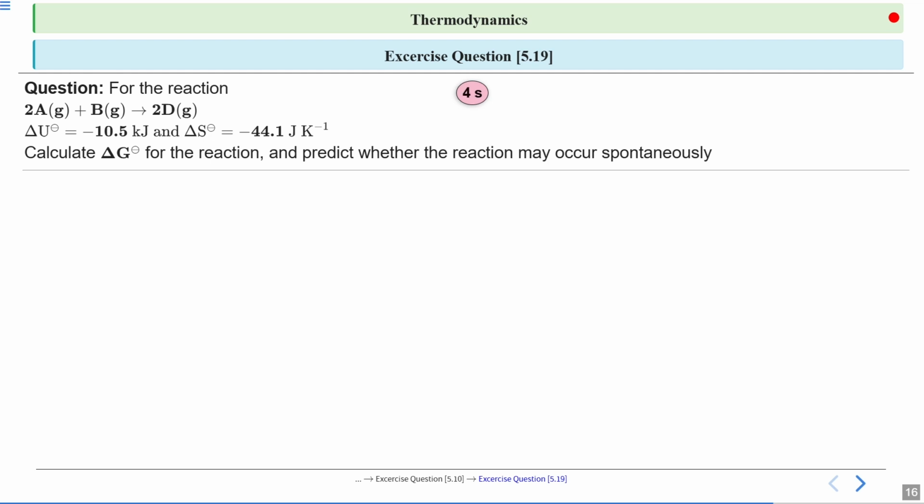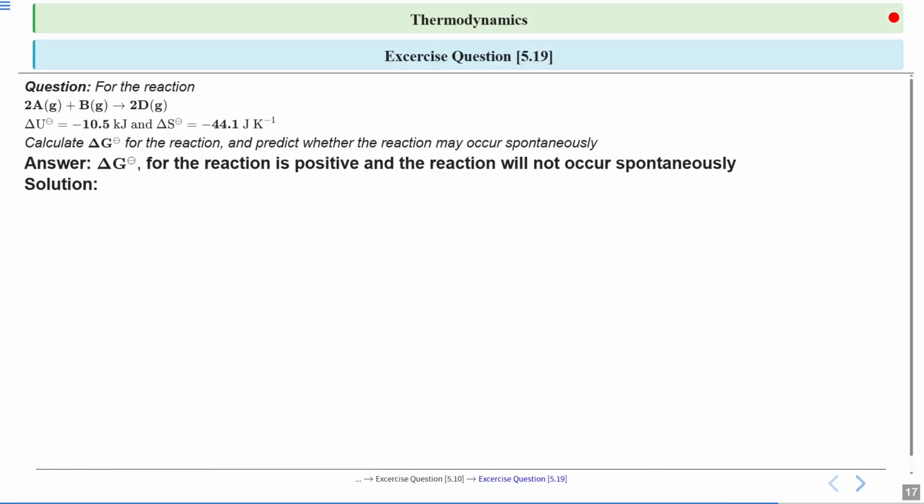So your time is up. Let's see what is the correct answer. So the delta G naught will be positive and the reaction will not occur spontaneously, because for the spontaneity condition we need a negative value for delta G naught. Let's see how we are solving it.